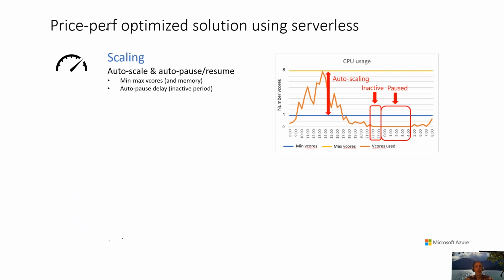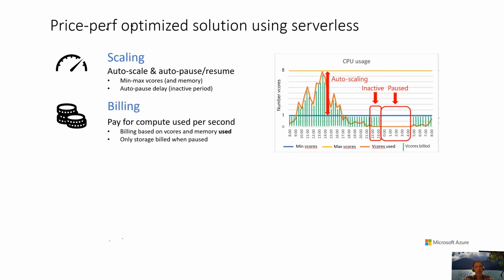The second key capability of serverless is its ability to automatically pause and resume. In this scenario, the customer is able to configure the auto pause delay, which is essentially the length of time that the database needs to be idle before the service will take the opportunity to automatically pause the database. And then when workload activity returns, the service will automatically resume the database. In the meantime, the database, while it's in the pause state, has terminated its underlying compute, resulting in some additional cost savings.